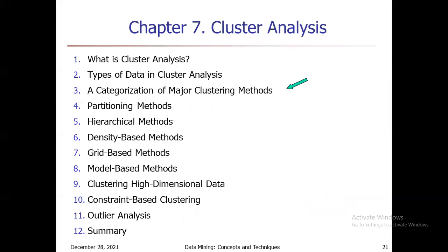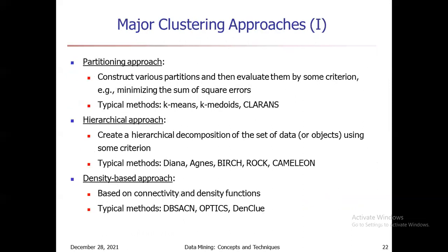Now we will see the next point, the categorization of major clustering methods. Okay. So how are we going to do the categorization of the major clustering approaches or methods here? The first approach is the partitioning approach. The second approach is the hierarchical approach. And the third is the density based approach here. So what is the partitioning approach? In the partitioning approach, we construct various partitions and then evaluate them by some criterion, for example, minimizing the sum of square errors. And the typical methods are k-means, k-medoids, and CLARANS.